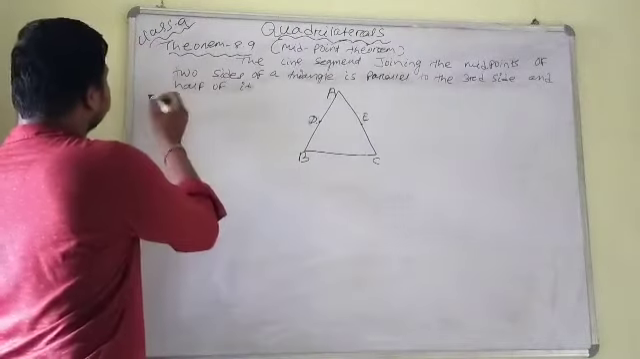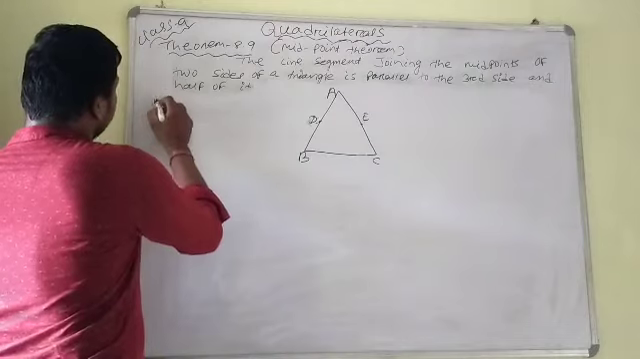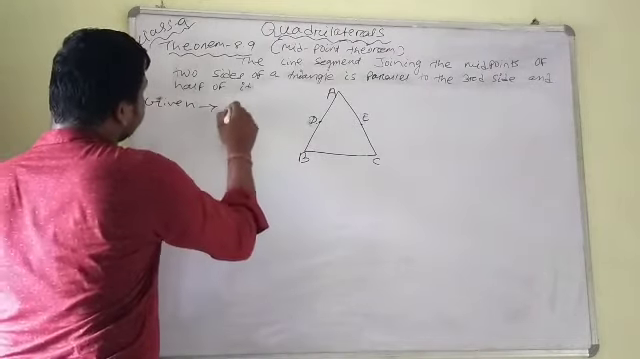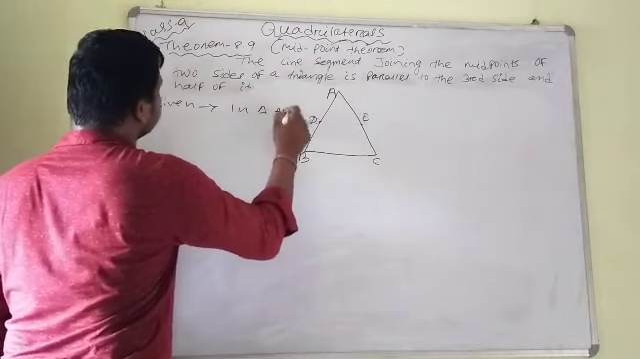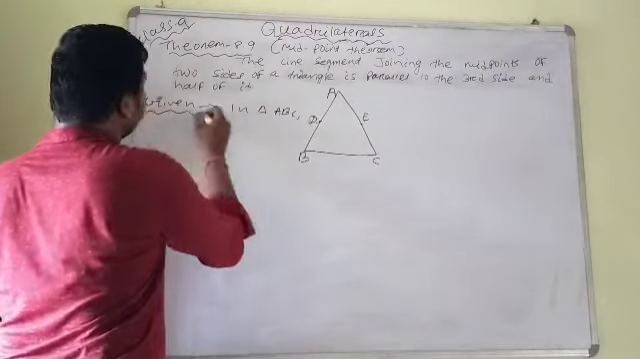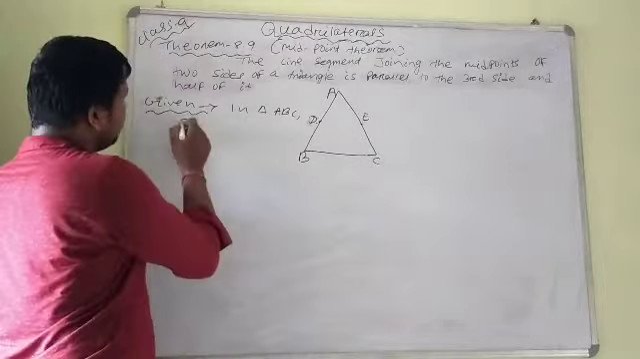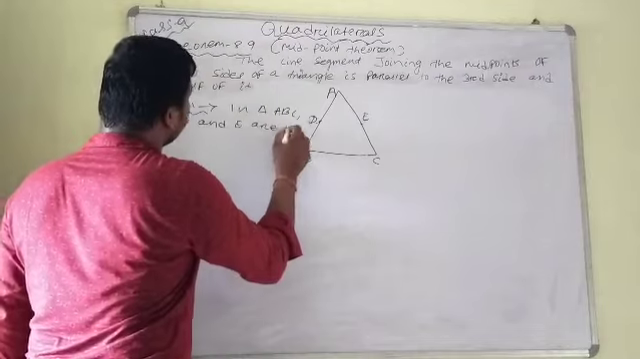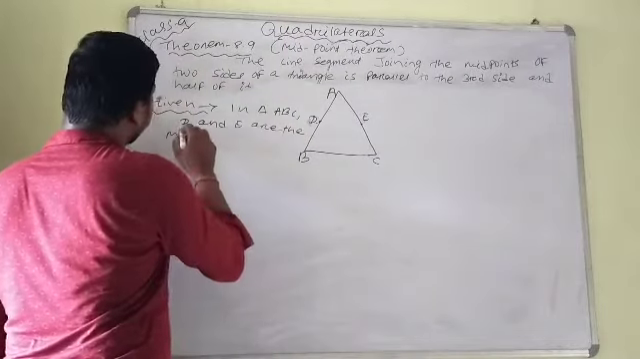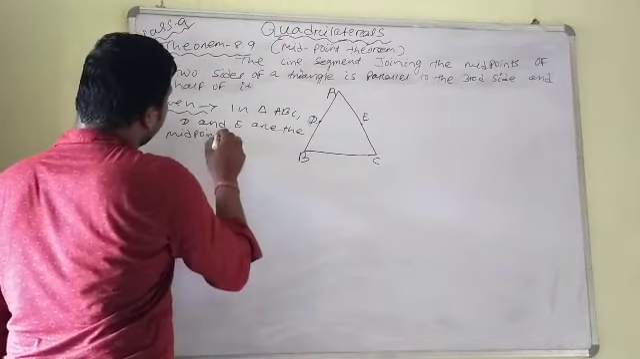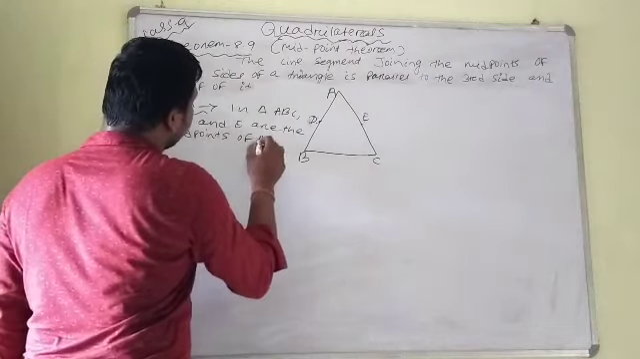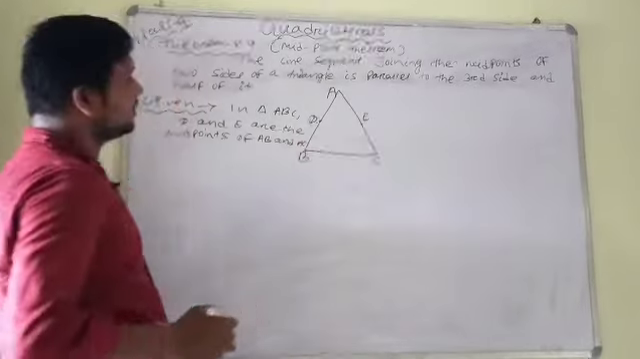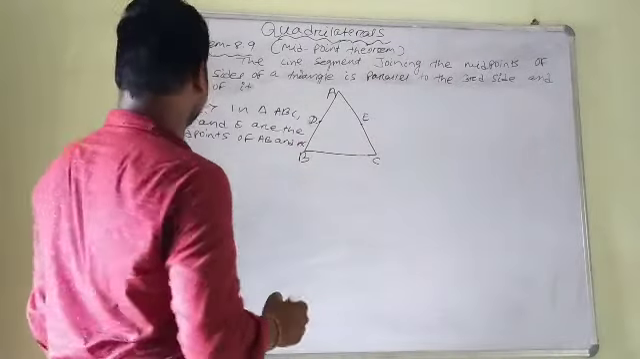So we'll write down. Given: in triangle ABC, D and E are the midpoints of AB and AC.